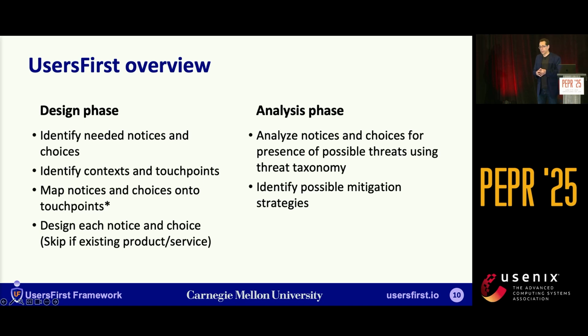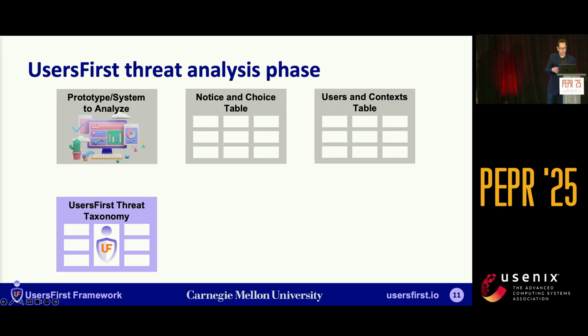And then there's an analysis phase, which we're going to spend a bit more time talking about today. And we've got studies also supporting the effectiveness of this framework. The analysis phase is for either prototypes that you're in the process of refining or potentially existing systems, which is obviously the case for most systems out there. So you've got an existing system and you want to find out where you might be falling short in terms of providing people with effective notices and choices. The framework that we've developed helps you basically go through that process and identify those notices and choices.